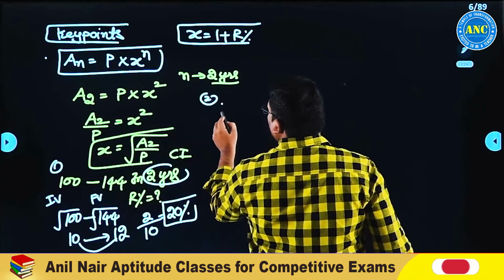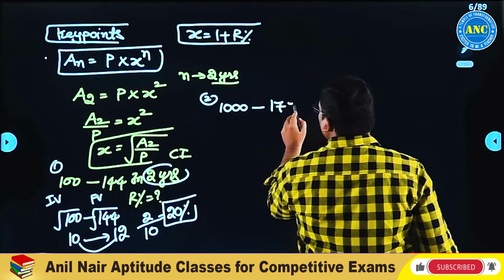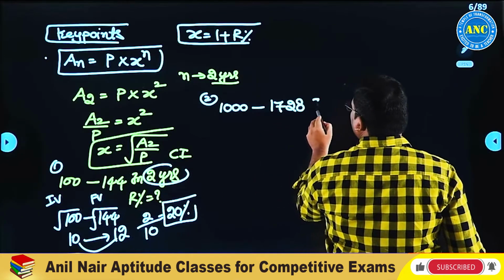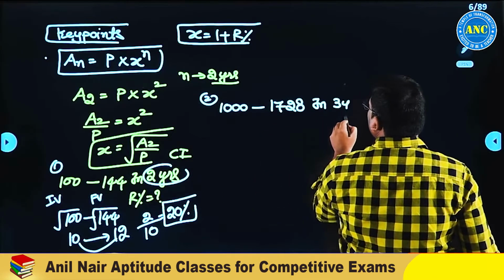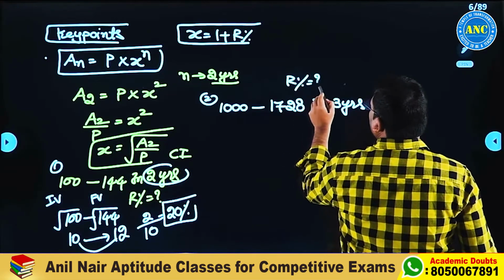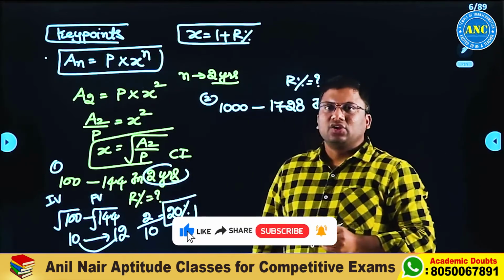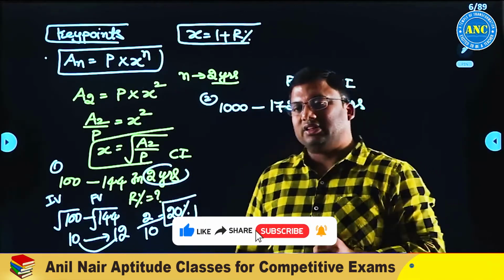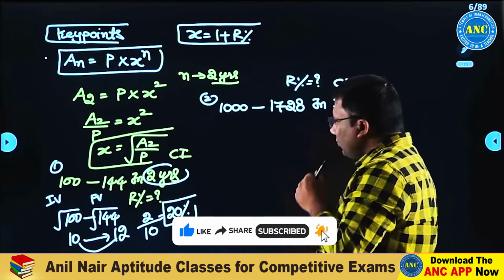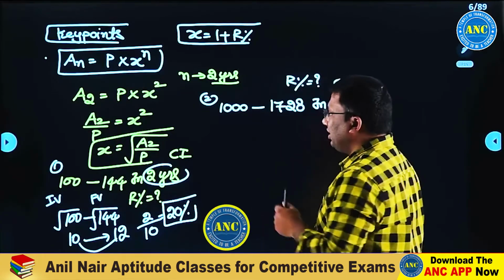Second example, 1000 becomes 1728. 1000 becomes 1728 in 3 years. Find R percentage under compound interest. Why we are applying square root and cube root? That should be clear to you. 1000 is becoming 1728 in 3 years.